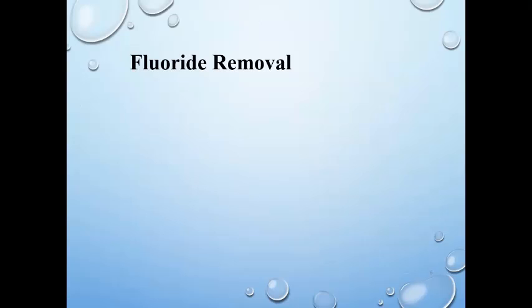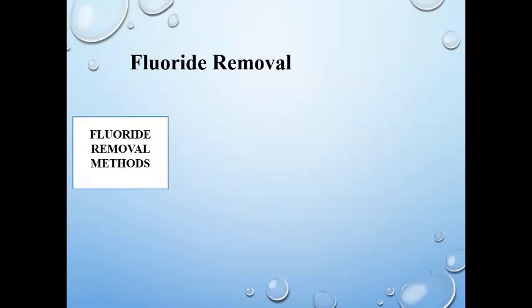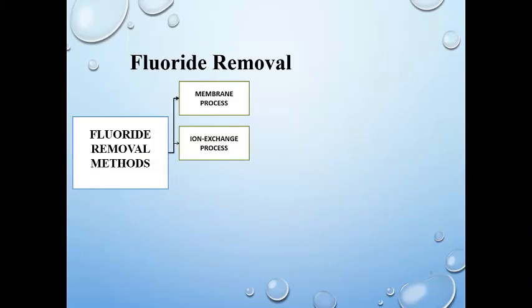Then fluoride removal. If there is a problem, then there should be a solution. For fluoride removal, mainly the membrane process is used, but it causes biofouling. That is a very great drawback of the membrane process. Coming towards the ion exchange process, it is a very effective process, but it requires a lot of energy.